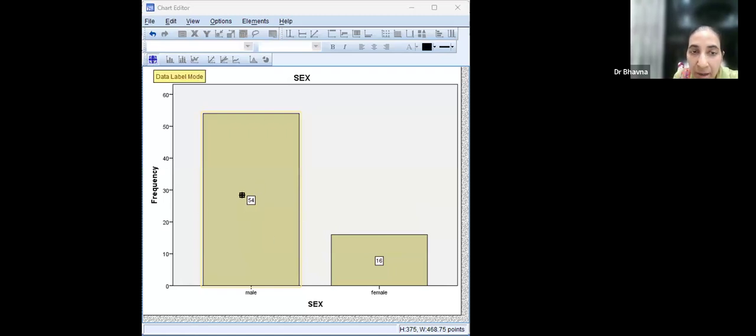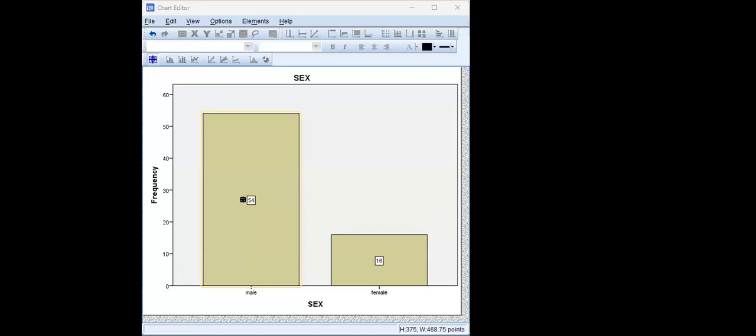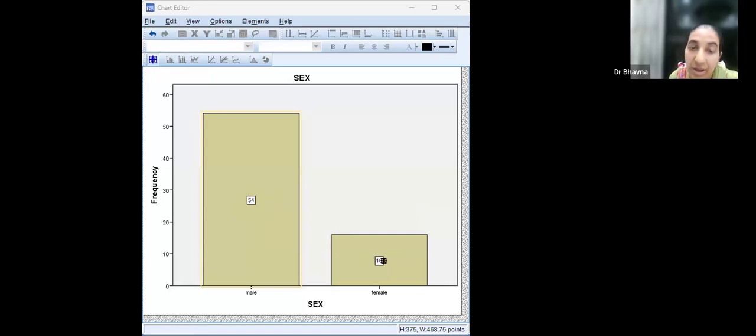Can you see the label? Radha, can you see the label here? Yes, ma'am, it's visible. Okay, fine. 54 written over males and 16 written over females. So SPSS can even label it for you.